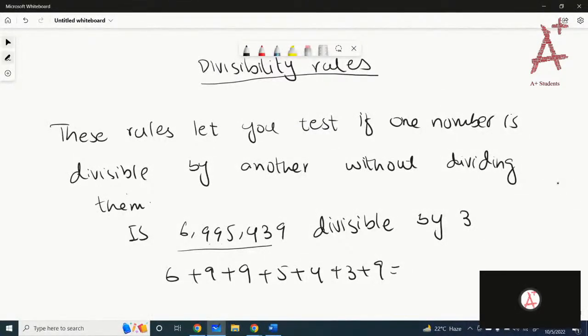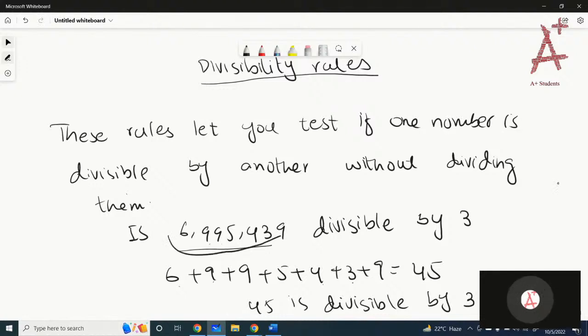When we add them, what is the answer? 9 and 9 is 18, 18 plus 6 is 24, plus 5 is 29, 33, and 36, and yes, it is 45. So we can see 45 is divisible by 3. Yes, 45 is divisible by 3. 15 times 3 is 45. That means the number is divisible by 3. Got it? That means yes, this number is divisible by 3.